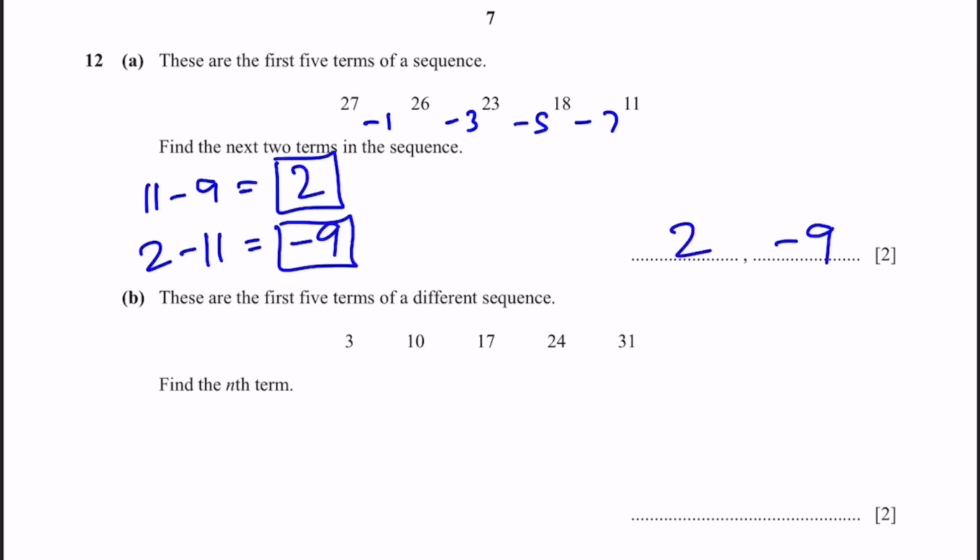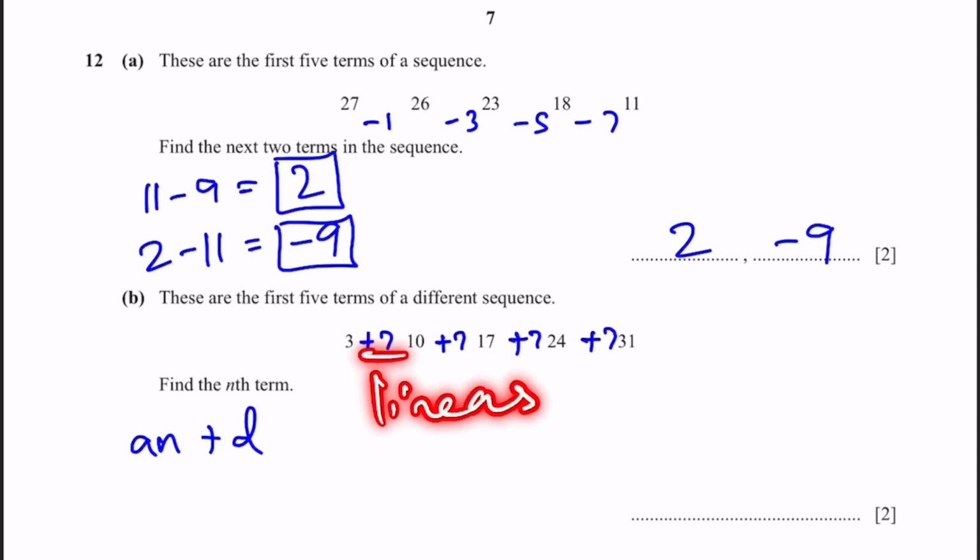B. These are the first 5 terms of a different sequence. 3, 10, 17, 24, 31. Find the nth term. We can see that to get from one term to the next, we always add the same number, which is 7. So the nth term will be, using a formula, an plus d, where n is the number of the term, a is the constant difference. By the way, this formula only applies to linear sequences where there's one constant difference like that, plus 7 over here. So this add 7 will be a, so a is just 7.